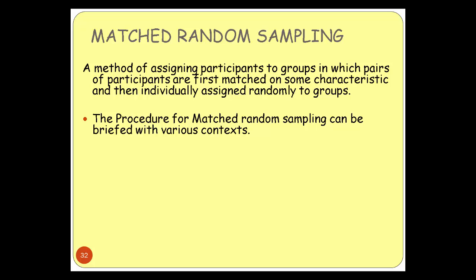Matched random sampling is a method of assigning participants to groups in which pairs of participants are first matched on some characteristic and then individually assigned randomly to groups. The procedure for matched random sampling can be briefed with various contexts. For example, 2 samples in which the members are clearly paired and are matched explicitly by the researcher, for example, IQ measurements or pairs of identical twins.